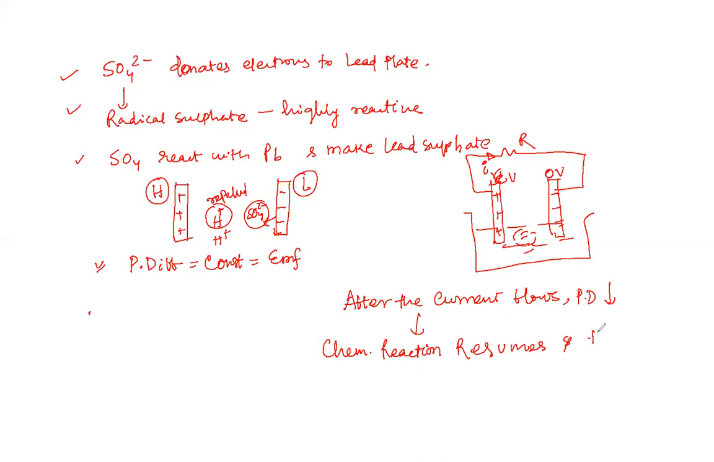Resumes and the potential difference is maintained. So that's why a battery is used to maintain the potential difference. That means to maintain the energy supply for the movement of the charges, right? So we can find there are two processes continuing at the same time. One is the current flow plus the swimming of the ions.